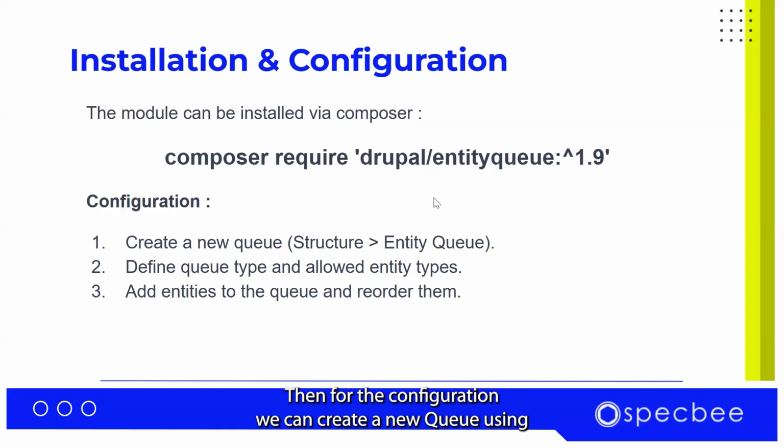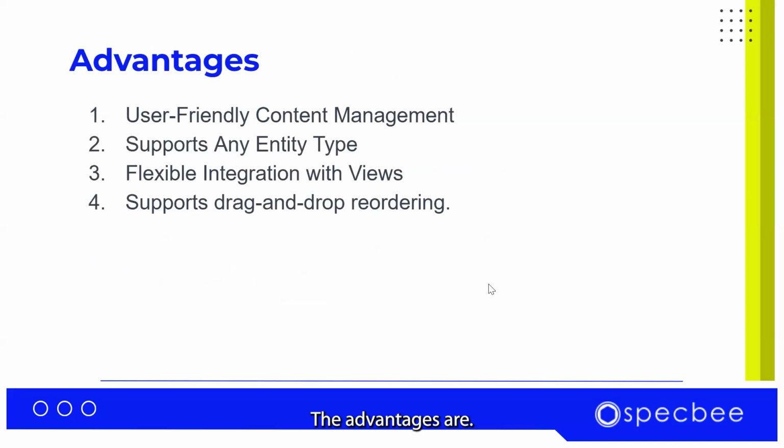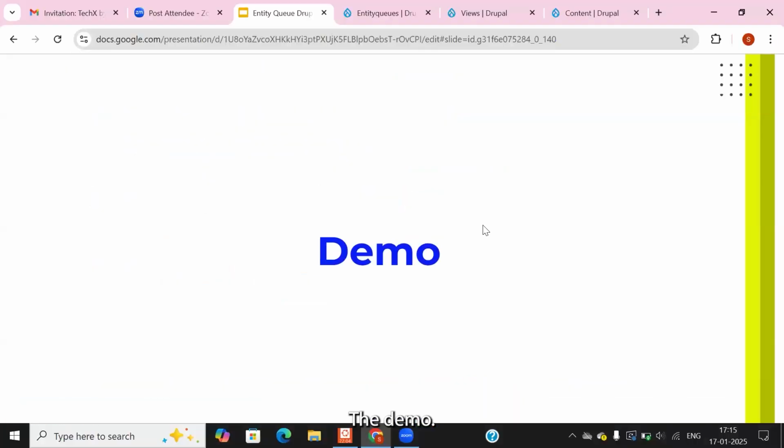For the configuration, we can create a new queue by navigating to Structure and then Entity queue. Then define the queue type and the allowed entity types. Then add the entities to the queue and reorder them as per our requirement. The advantages are user-friendly content management. It supports any entity type. It has flexible integration with views and supports drag and drop reordering. So next is the demo.